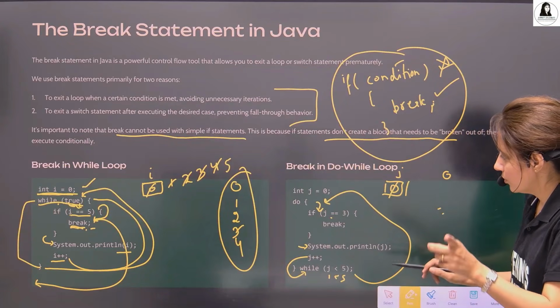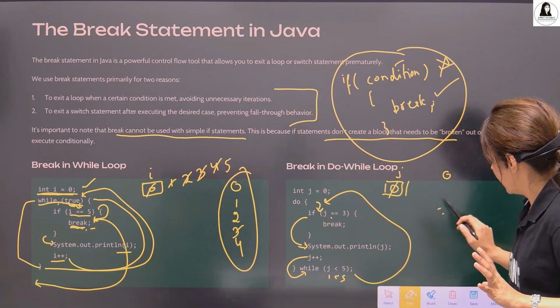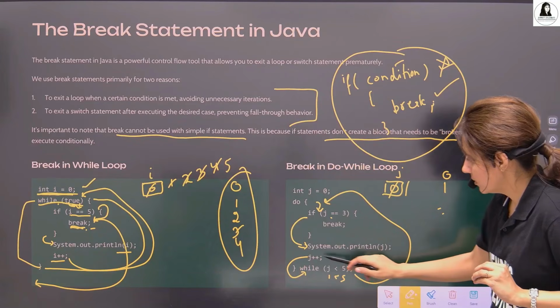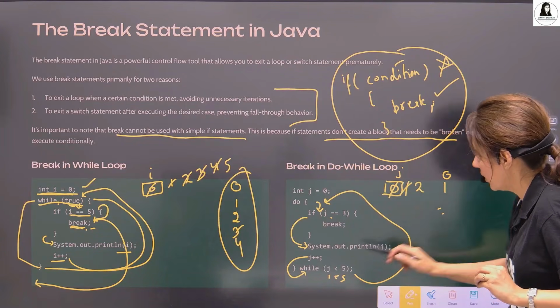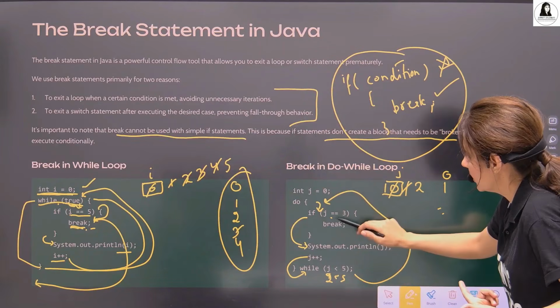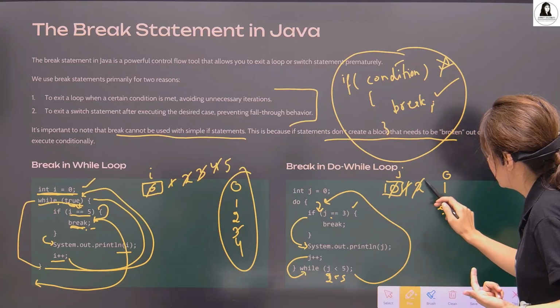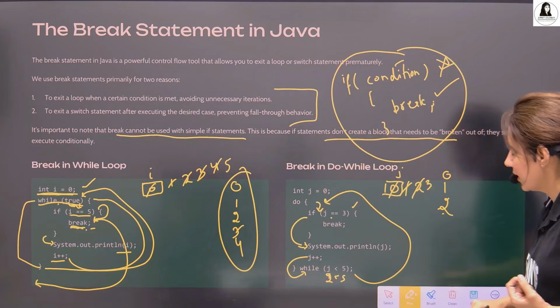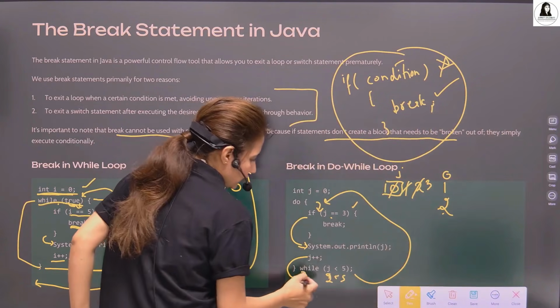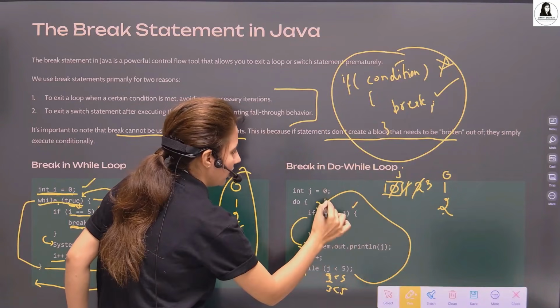Is this condition true? No. So there is no break. Control would be here again, and on the screen 1 would be printed, j plus plus. Now j becomes 2. Now the condition would be checked. 2 less than 5. Yes, condition true. Again enter here. This condition is not true. Again j would be printed, that is 2. j plus plus. Now j becomes 3. Right? Now while exiting, the condition would be checked. Now 3 less than 5. Yes, condition true. Again we will enter here.